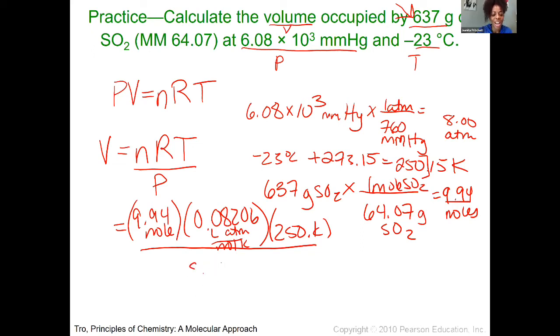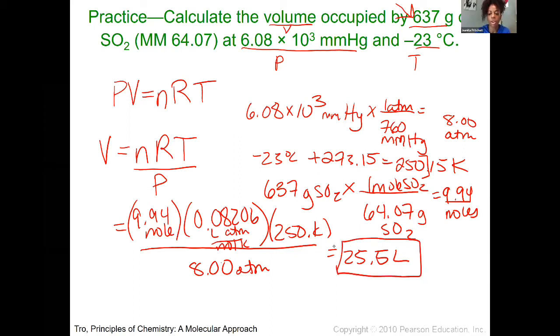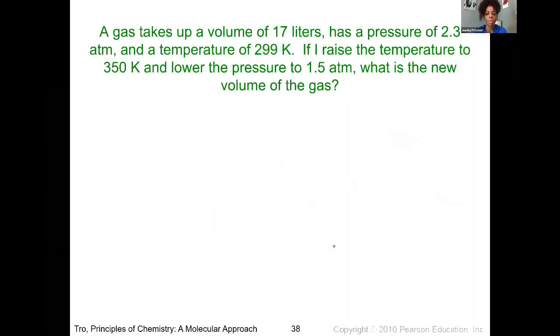make sure we put the converted pressure in, our 8.0 atmospheres. Now, when we plug this in, we got 9.94 times 0.08206 times 250 divided by 8, and that gets you 25.48 or 25.5 liters as our final answer. Okay, so make sure you're doing all those conversions and plugging in the proper number. And then one last problem.